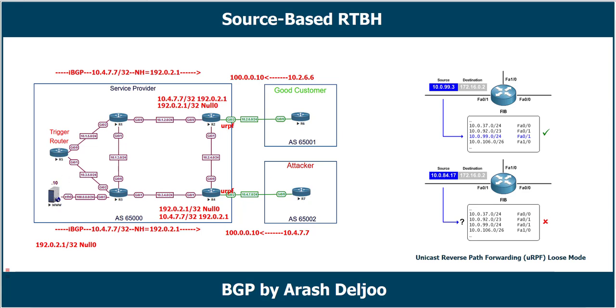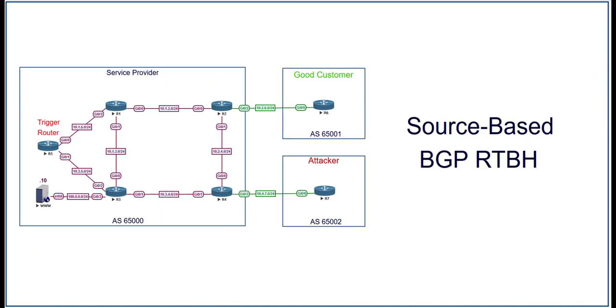Let me show you how we configure source-based RTBH. Alright, this is our scenario for source-based BGP RTBH. As you can see, we have a good customer and also an attacker. Both of them now have reachability to the server. Let me show you.